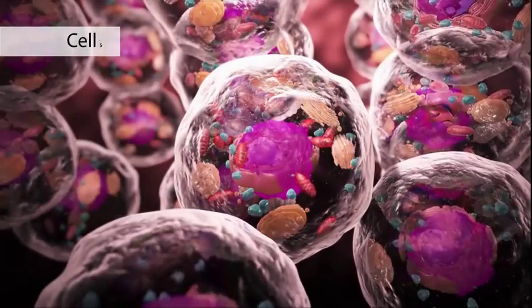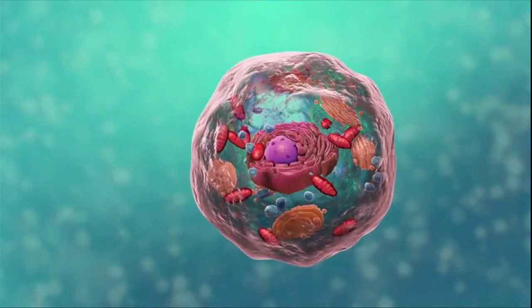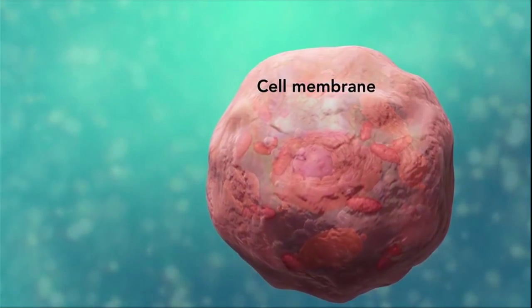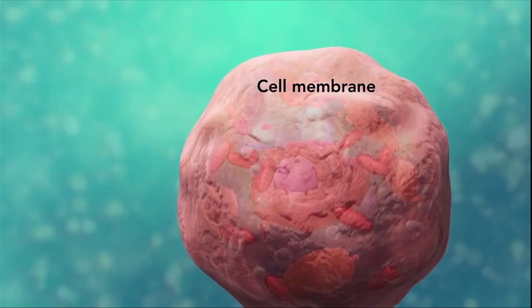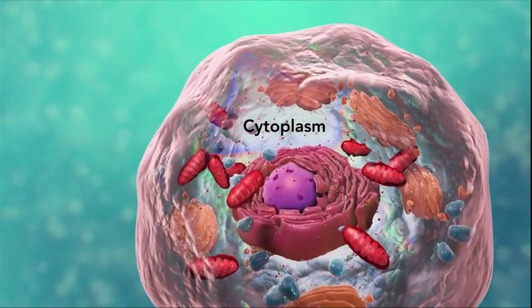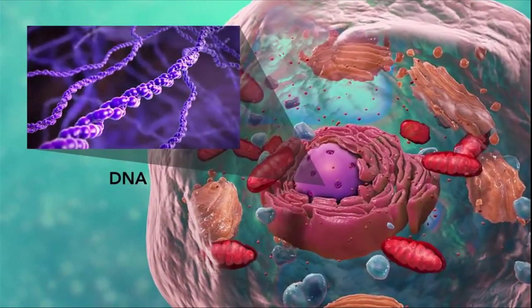You need to know that all cells have three things in common, no matter what type of cell they are. All cells have a cell membrane, which separates the inside of the cell from its environment, cytoplasm, which is a jelly-like fluid, and DNA, which is the cell's genetic material.